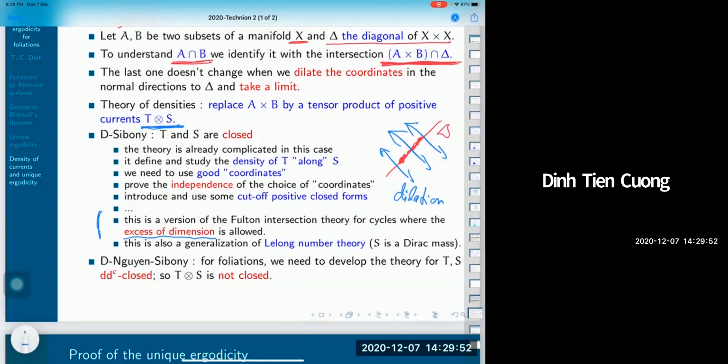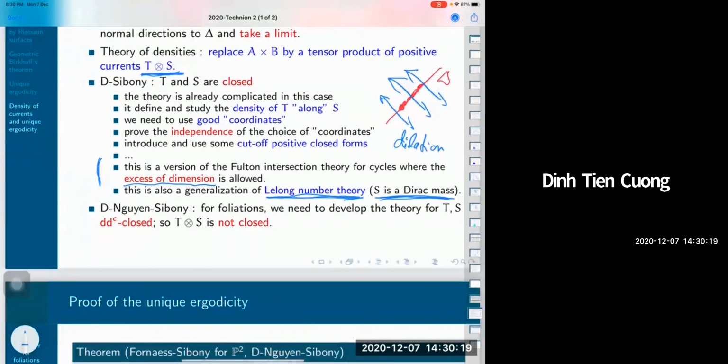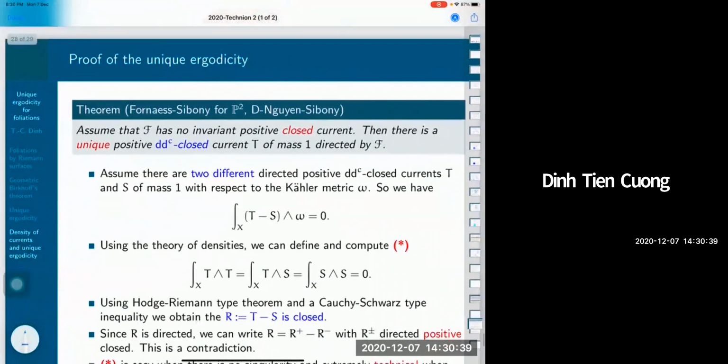And here we have to do the same for currents. This is also a generalization of the famous Lelong number theory. In the Lelong number theory, the second current is just a point. But here we develop a more general theory. But this is not enough for us. We have to develop this again with Nguyen in the case where the currents are not closed, only ddc-closed, only harmonic. The situation is more complicated, but we can do that. And it's the main technique that we use in the proof.